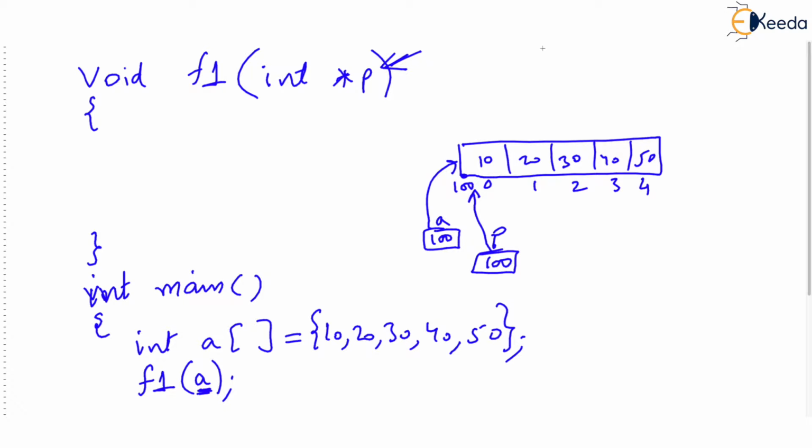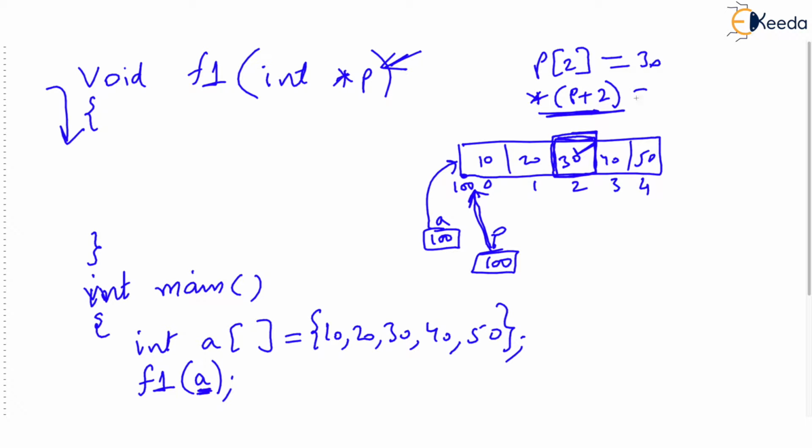Now tell me a few notations. In this f1 function, if I write P[2] this way, then it means this location which I am marking, correct? Although P is a pointer, look how we are using it, using array notation. But tell me, *(P+2). This also means P[2]. This also means this location, or the value at this location. So both are going to give us 30, because that's the value stored.